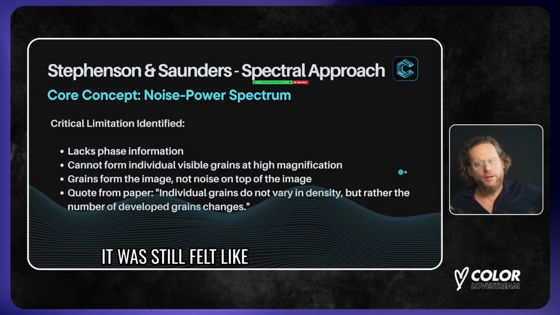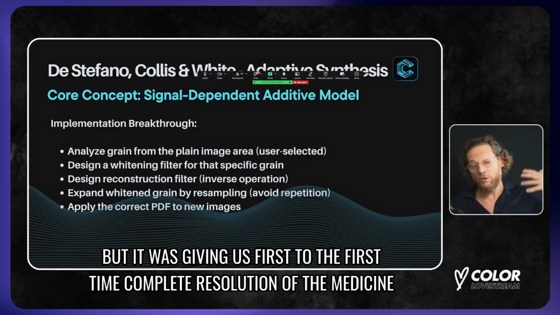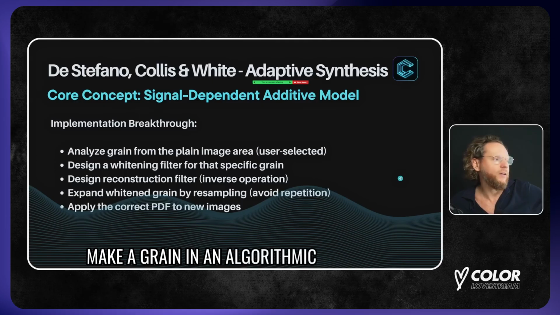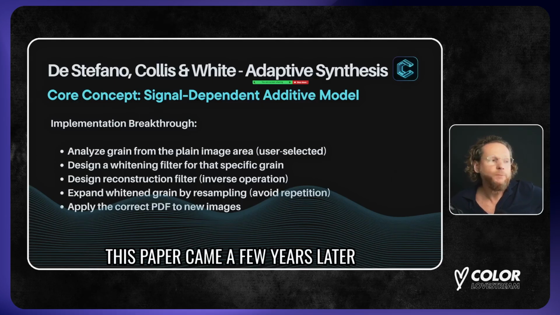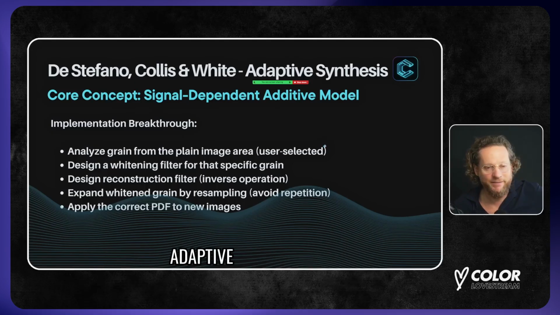It still felt like it was layered on top, but it gave us, for the first time, complete resolution independence, and showed us that there is a possibility to generate grain in an algorithmic approach. This paper came a few years later, by Stefano Collis and White, and it's called Adaptive Synthesis.